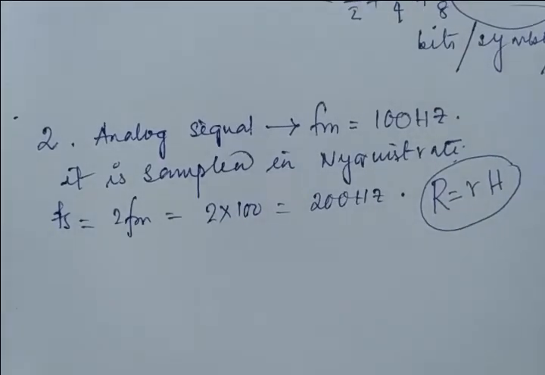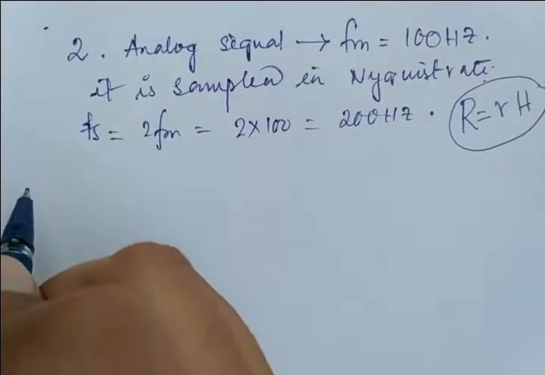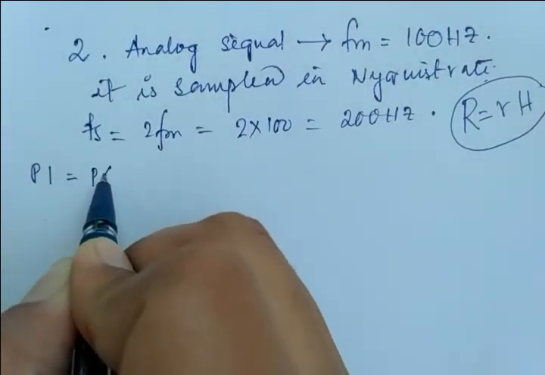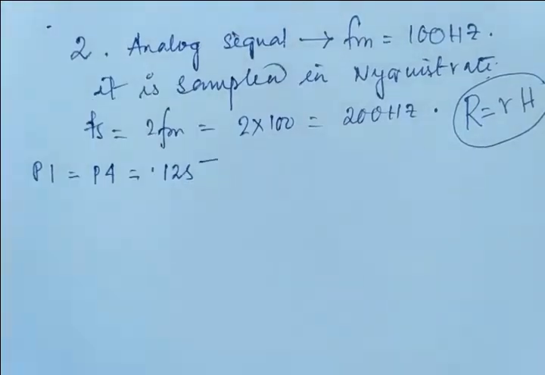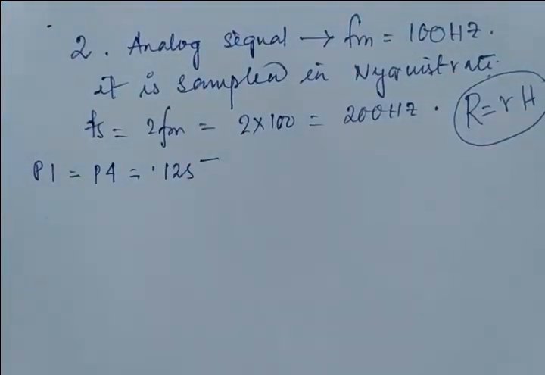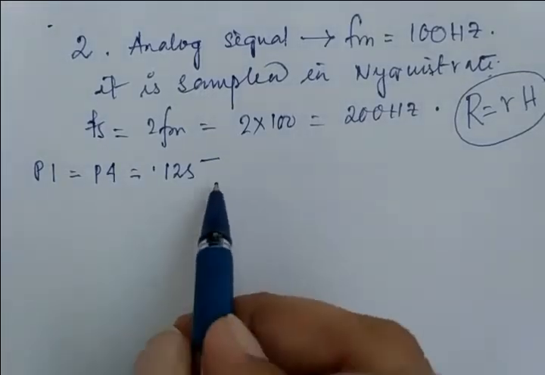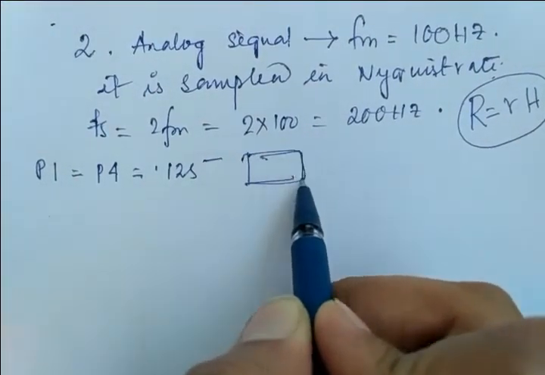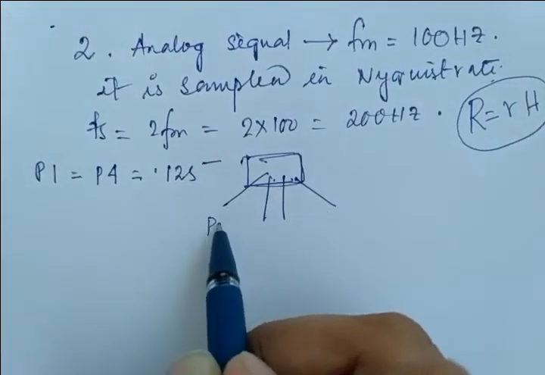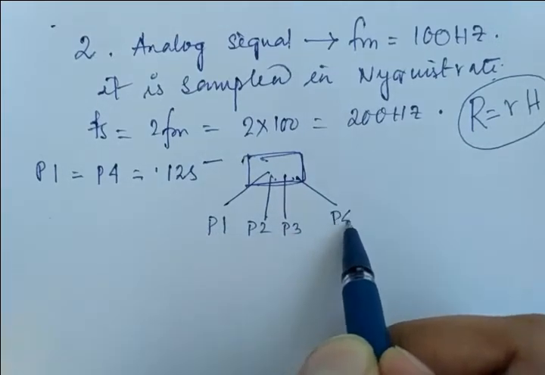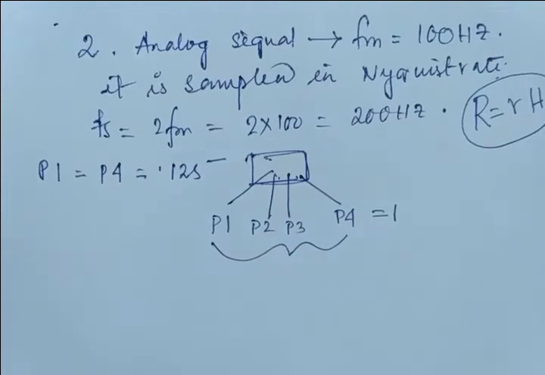Now, coming to the probability part. How many probabilities are given in the question? P1 equal to P4 equal to 0.125. But a probability is always less than 1 and the total probability must be 1. This is the main clue. If we add them in an equation, from that equation we can easily calculate the values of P2 and P3. There is a system generating symbols with 4 probabilities, P1, P2, P3 and P4, but the summation is equal to 1.